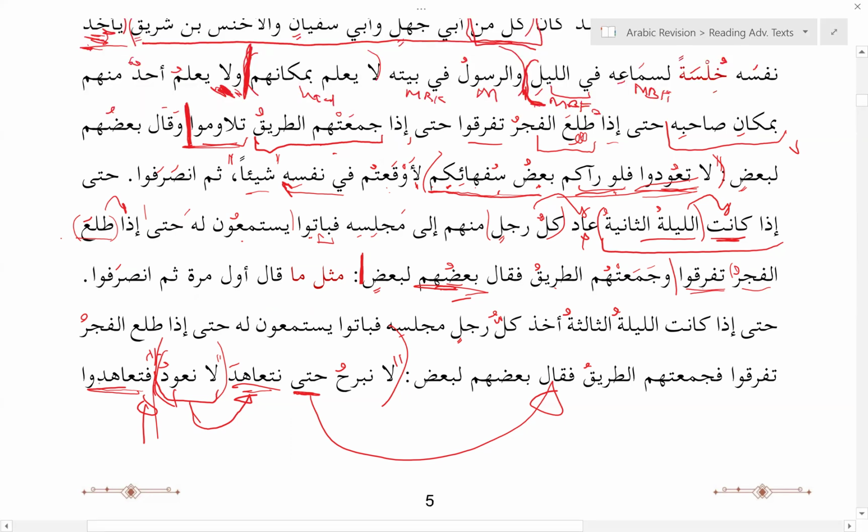So you have مثل, we said مثل is a mudaf, and then ما قال أول مرة is a mudaf ilay في محل جر. And then you enter inside that mudaf ilay, then you have ma masdariya, or you can look at it as ma mawsula. Either way, it's fine. So you can say this is ma masdariya, ma qala, his sayings, or you can say ma mawsula, what he said. Awwala marra, the first time.